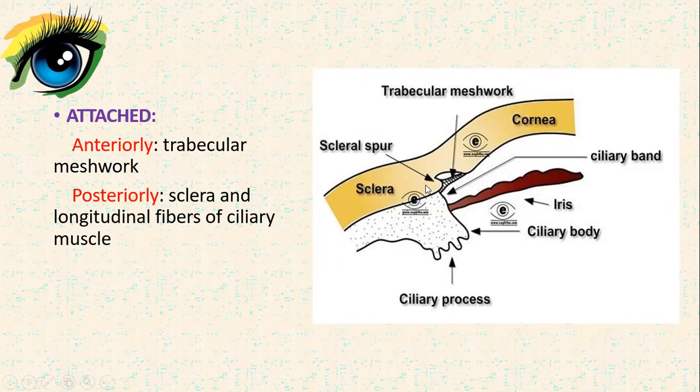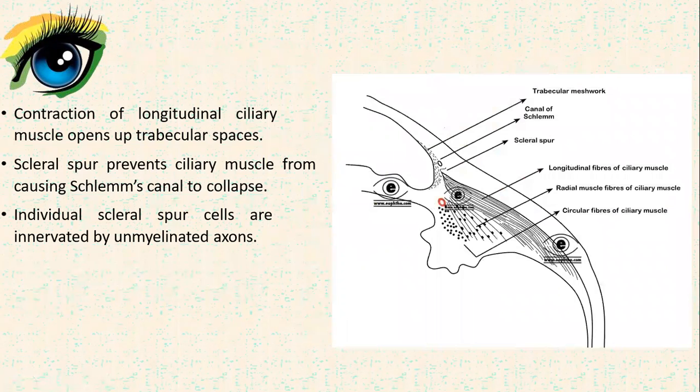And if you see posteriorly, the sclera. Contraction of the longitudinal ciliary muscles opens up the trabecular space. So what's happening over there? There's a contraction of the longitudinal ciliary muscles which are present over here. They have three types of muscle, which we read during the iris and ciliary body, the uvea section: longitudinal fibers, radial muscles, and circular fibers. Three types of muscles. Here there's a contraction of the longitudinal ciliary muscles that opens up the trabecular space. So when the longitudinal fibers or ciliary muscles are contracted, the trabecular meshwork space opens up.